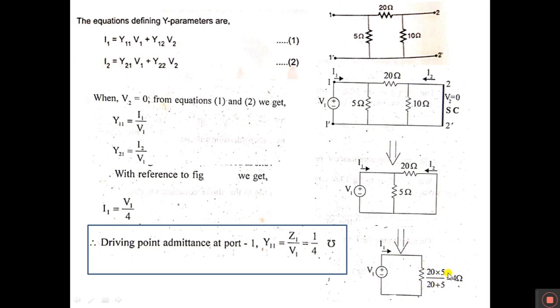Now from this circuit, we can conclude V1 by I1 equal to 4. So I1 equal to V1 by 4. So the driving point parameter Y11 is I1 by V1. Actually this is I1, not Z1. I1 by V1, that becomes 1 by 4 mho. Y11 is I1 by V1. That becomes 1 by 4 mho. Next we need to find Y21.